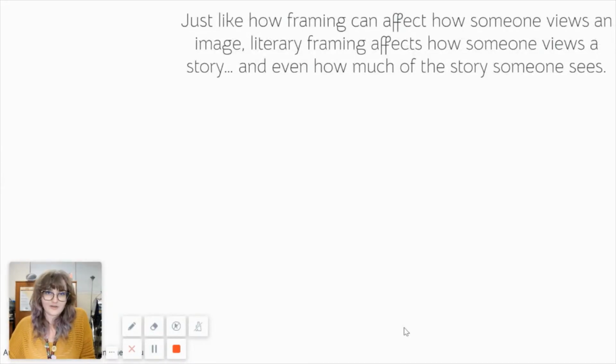Talking about physical frames. Just like how framing can affect how someone views an image, literary framing affects how someone views a story, and even how much of the story someone sees. So let's look at this first picture.